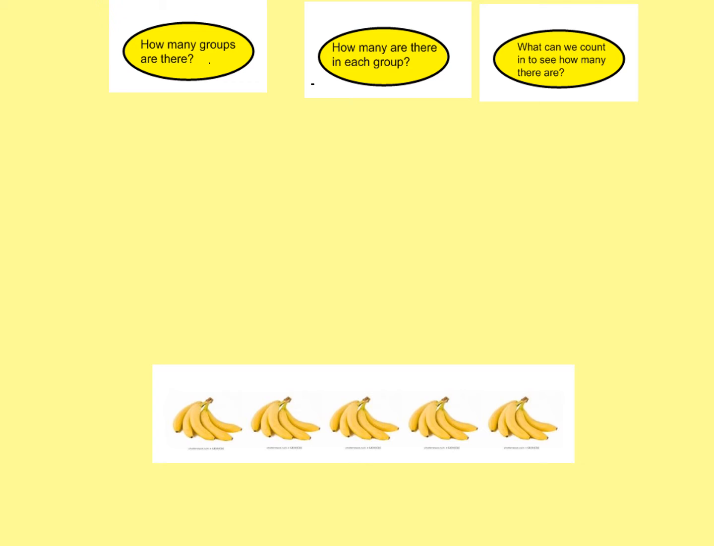Okay, so how many groups of bananas are there? Well, let's cross them out as we count. We've got 1 group, 2 groups, 3 groups, 4 groups, 5 groups. There's our 5 groups of bananas. So there are 5 groups of bananas. How many bananas are there in each group?